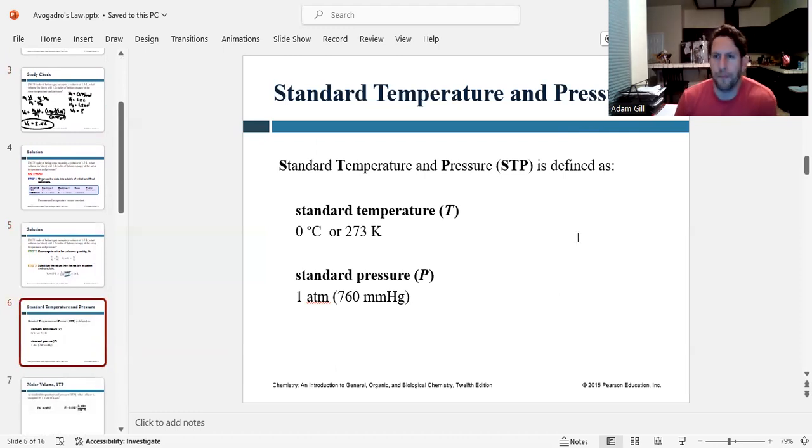The next thing we're going to talk about is standard temperature and pressure. So chemists came up with this concept to have an agreed upon temperature and pressure at which to conduct experiments and record data. That way there's consistency. And so we define standard temperature and pressure, or STP as it's abbreviated, as 0 degrees Celsius and 1 atmosphere, or 273 Kelvin and 760 millimeters of mercury. So if you have a problem that says at STP, they mean 273 Kelvin and 1 atmosphere.